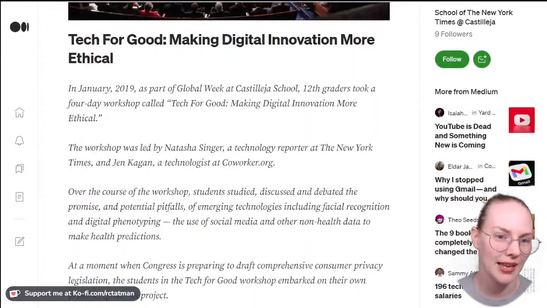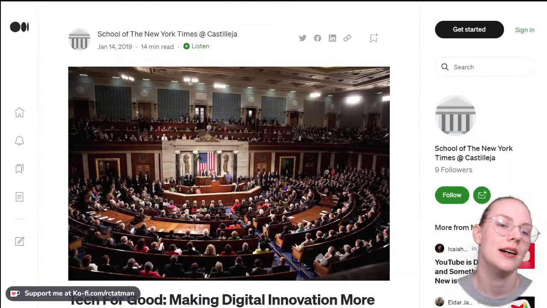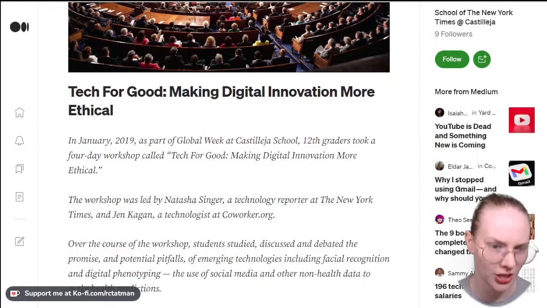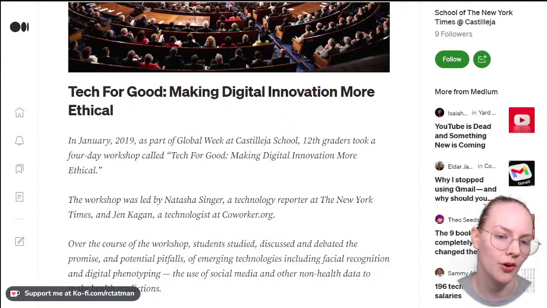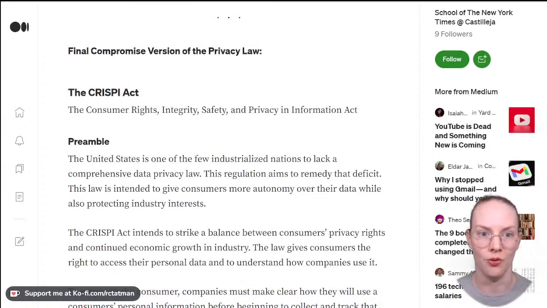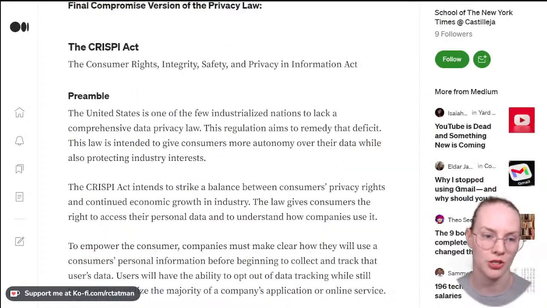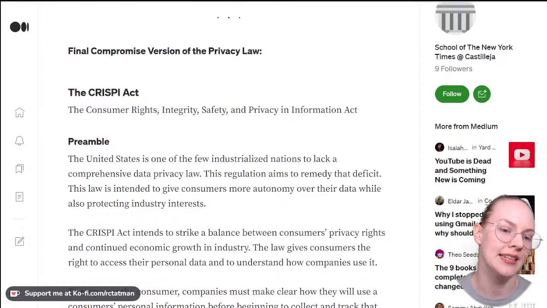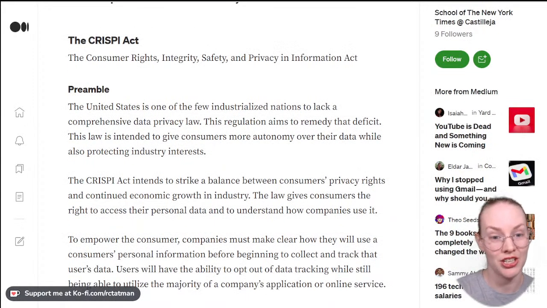Anyway, a little bit of a counterpoint for that. This is actually from 2019. It's a little bit older, but I thought it was still good to bring into the conversation. Basically, this is about a workshop where students drafted what their own ideal privacy legislation would look like. These are high school students, which in the US are going to be ages 14 to 18-ish. And this is the draft legislation that they wrote as high school students.